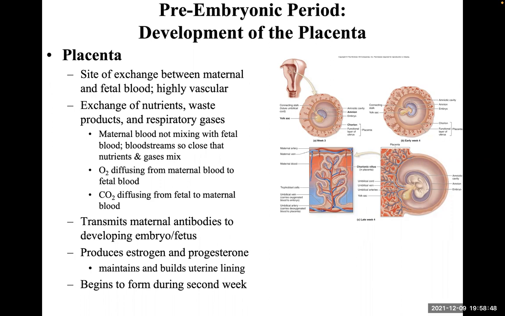And so having this gradient by which maternal blood has lower than normal levels of CO2, and fetal CO2 is much higher than what we see in the maternal system, allows for the CO2 to rapidly diffuse from the fetus into the maternal blood supply, so that the pregnant woman, when she breathes out, is breathing out not only CO2 she is making, but also the CO2 that's being produced by the developing structure.